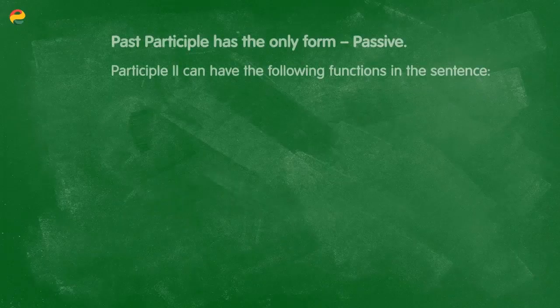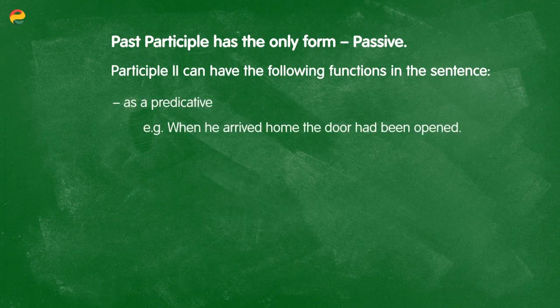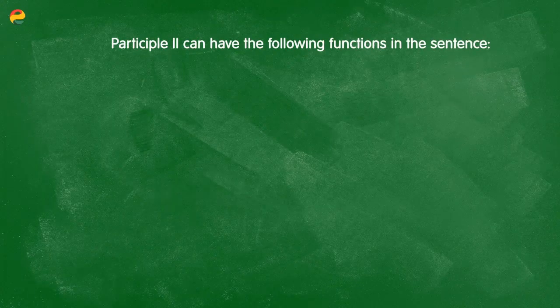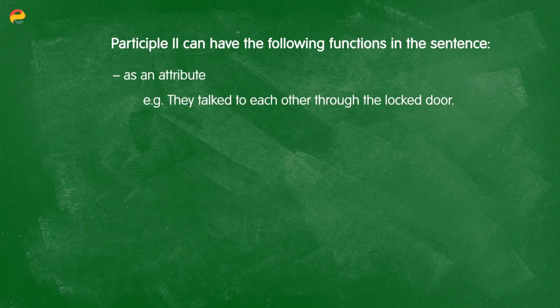One way that we use the past participle is as a predicative. For example, when he arrived home, the door had been opened. Here, it just tells me about what happened to the door in the past. The door had been opened. We can also use the past participle as an attribute. Like in the phrase, they talked to each other through the locked door.